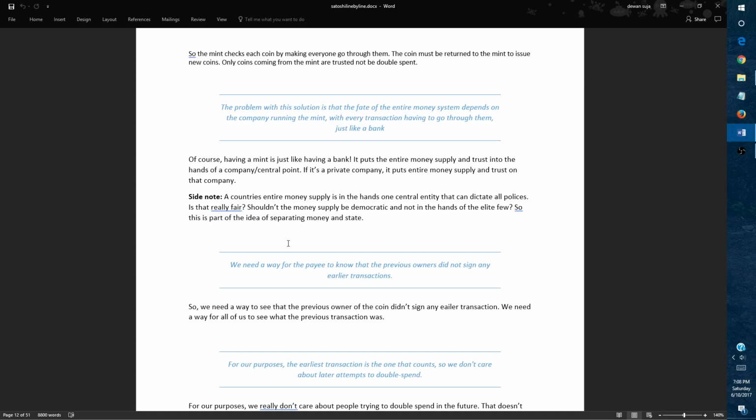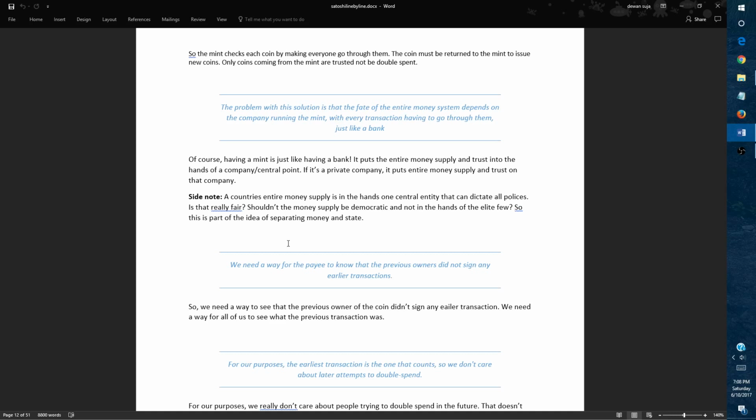So of course, having a mint is like having a bank. It puts the entire money supply and trust into the hands of a company or central point. If it's a private company, it puts the entire money supply and trust on that company.